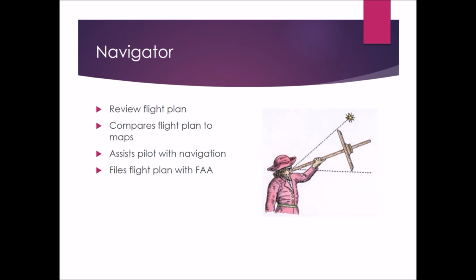The navigator assists the pilot with navigation while they're at the table, and serves as a spotter to make sure that they're not going above the ceiling, and also that they're going in the right place, the right directions. The navigator is also the one that files the flight plan with the FAA and gets the approval to fly from the FAA.